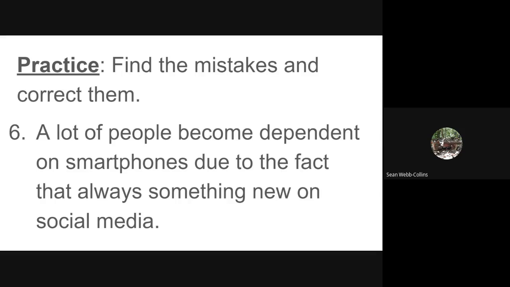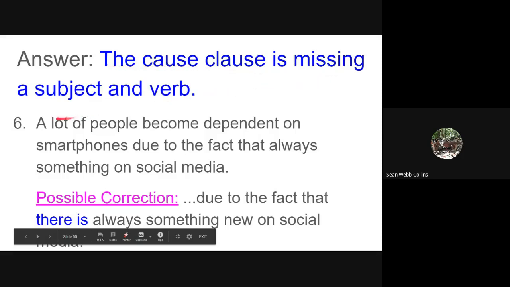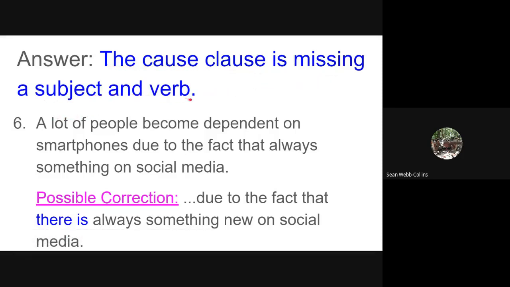All right, let's look at the answer. The answer was that the cause clause is missing a subject and a verb. So a possible correction might have been: due to the fact that there is always something new on social media.